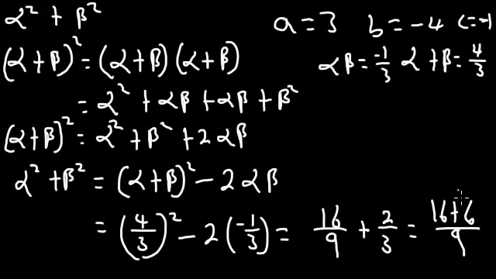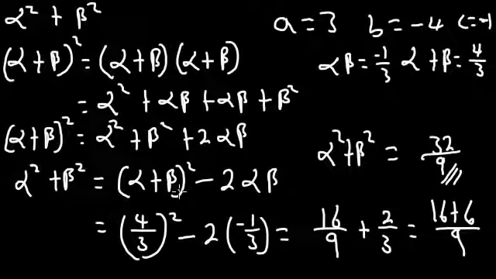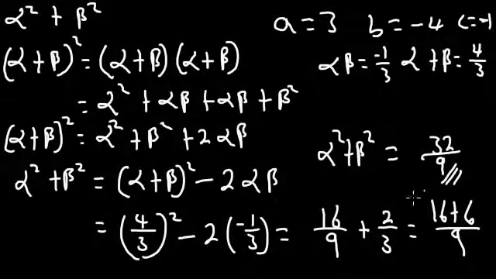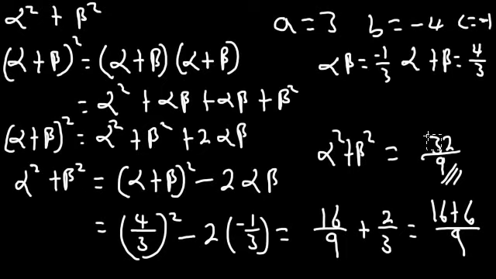So 16 plus 6 gives us 32. So therefore, the final answer is 32/9. If you want, you can leave your answer as a mixed number. But this is alpha squared plus beta squared. And that is the solution to this problem. Well, I think there's a mistake here. 16 plus 6 should be 22 and not 32. So this should be 22/9.